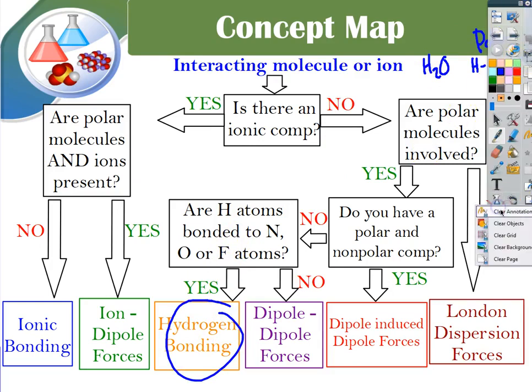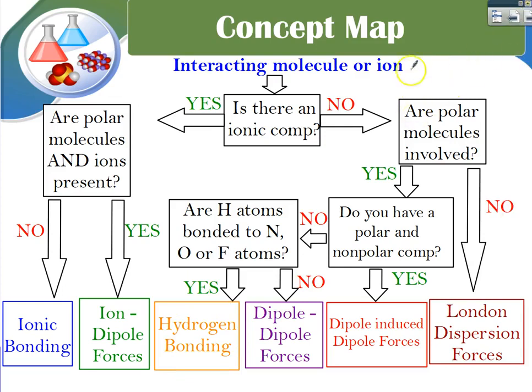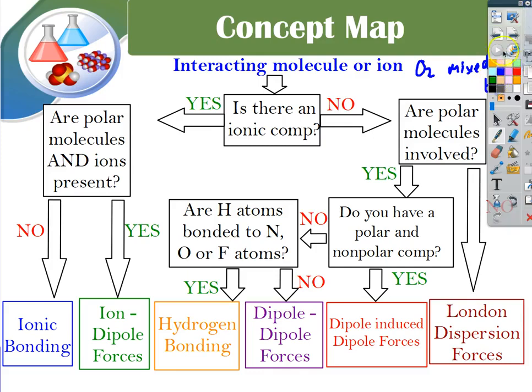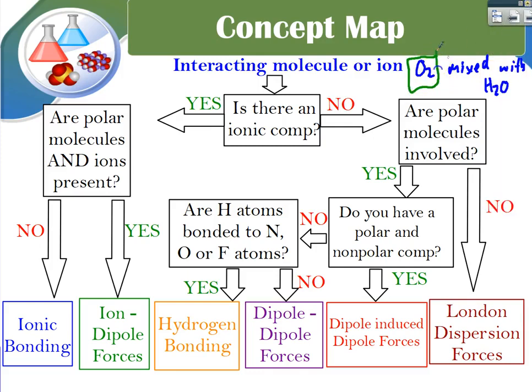Let's try another one. Let's say I have oxygen mixed with water. So here I have 2 things. I have oxygen right here, and I have water. So first let's look at oxygen. Oxygen is bonded with itself, so that is actually nonpolar. Water, we said, was polar. So I have 2 things here. I have something that's nonpolar mixing with something that is polar.